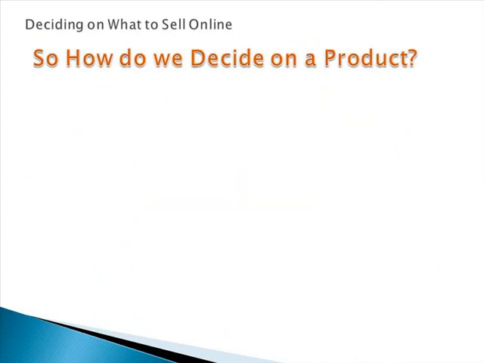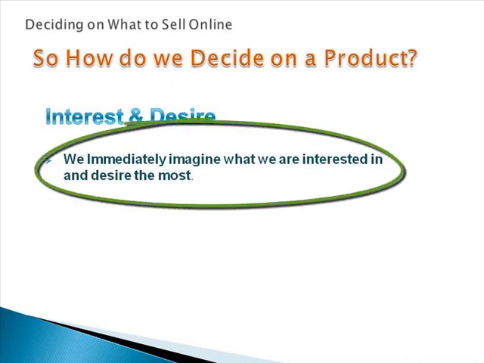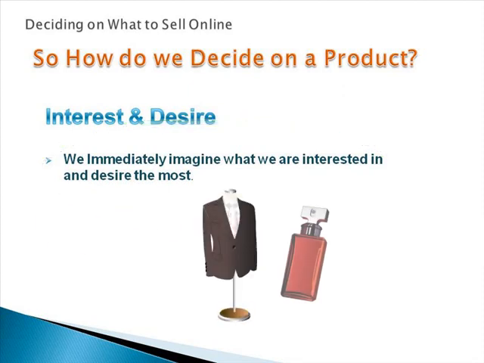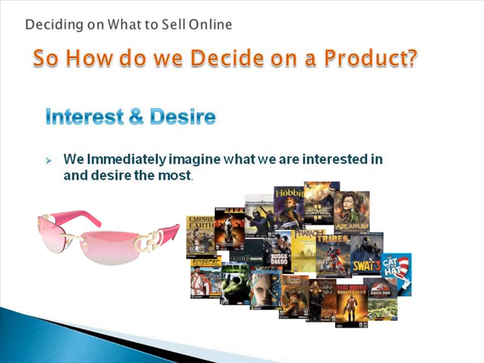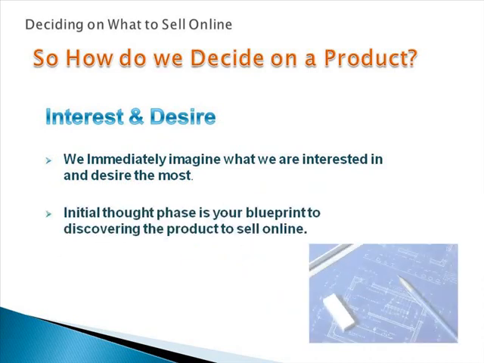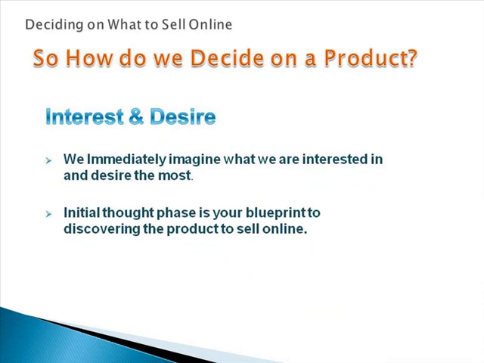The first is interest and desire. When we think of a product we'd like to sell online, we immediately imagine what we are interested in and desire the most. It may be fashion, perfumes, computer games, or reading a book. This initial thought phase is your blueprint to discovering the product to sell online. It may only be the first stepping stone, however it is crucial in the product idea and decision-making process.